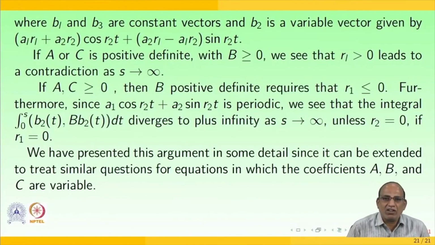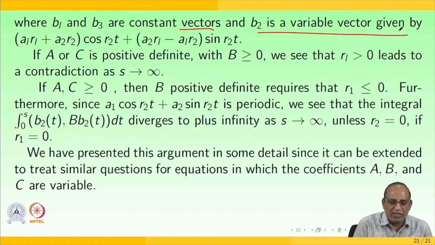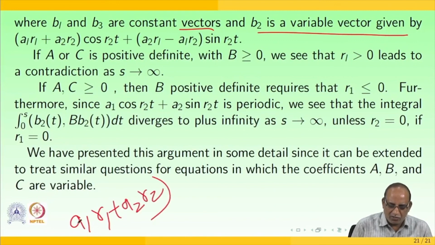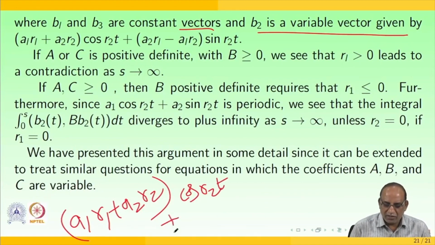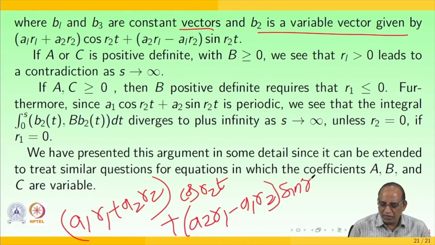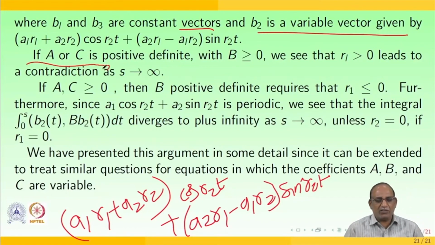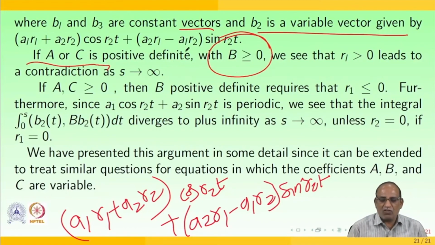where b1, b3 are constant vectors and b2 is a variable vector given by the equation, that is, (a1 r1 plus a2 r2) cos of r2t plus (a2 r1 minus a1 r2) sin of r2t. If A or C is positive definite, then B is greater than or equal to 0. We see that r1 greater than 0 leads to a contradiction as s tends to infinity.